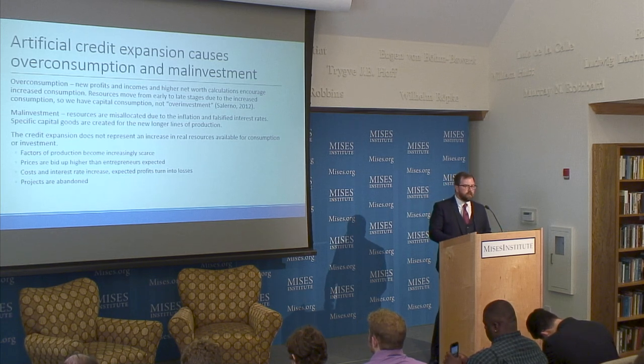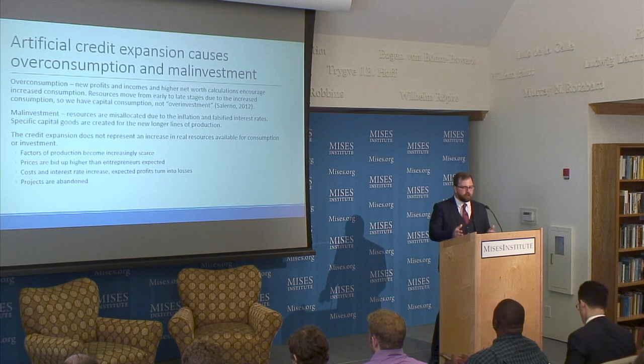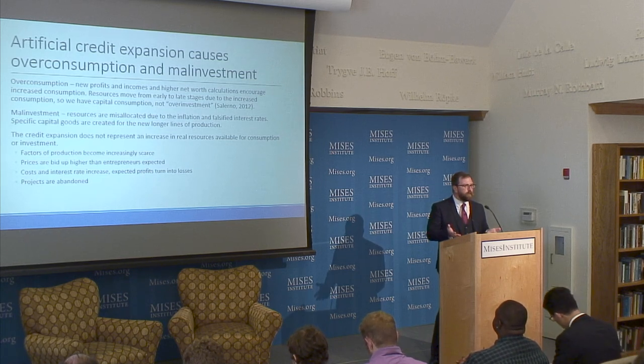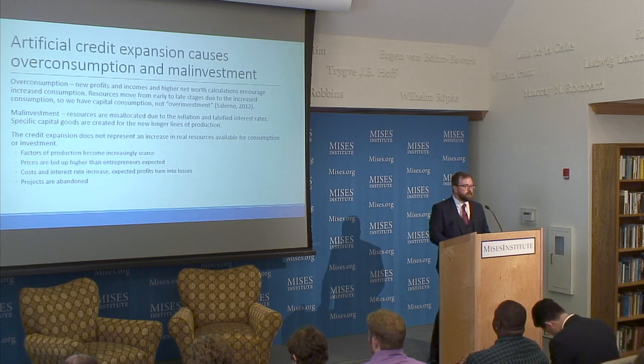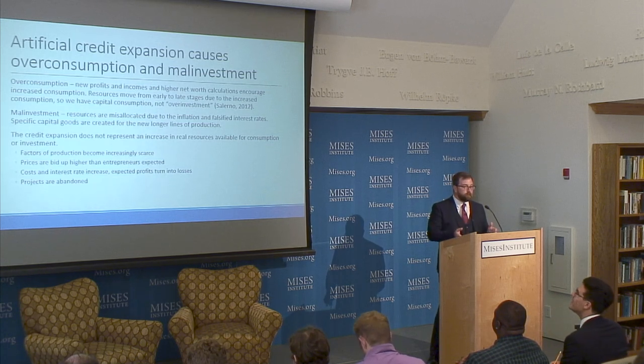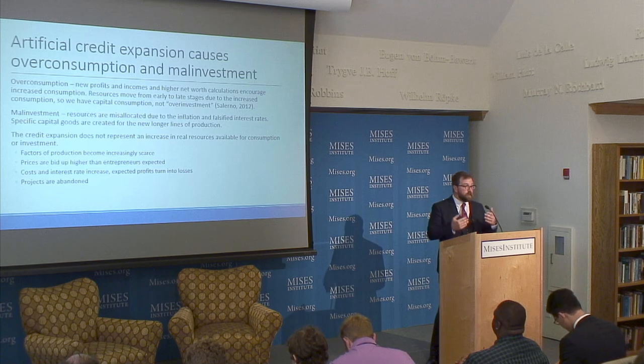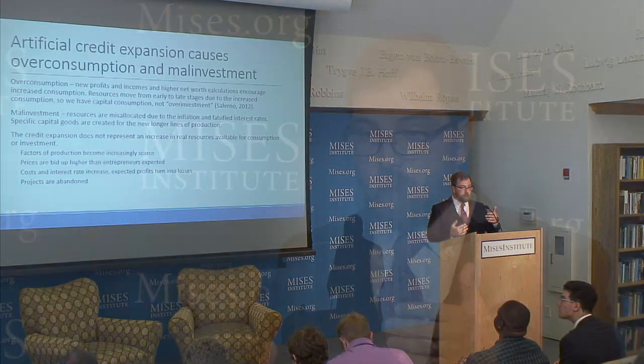And this would appear in a few different ways. One way is that the prices of capital goods might increase as we see the increasing scarcity of capital goods. We might see the interest rate shoot up, or that might happen first, in which the projects that we expected to be able to do based on easy credit, now it's not possible for us to do that because interest rates are increasing. But the point is that we have overconsumption and malinvestment.